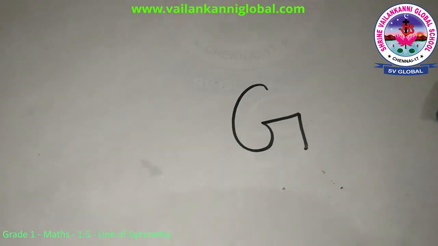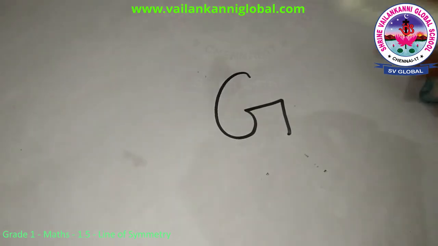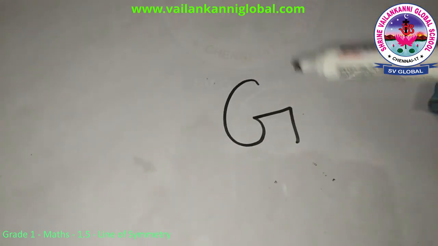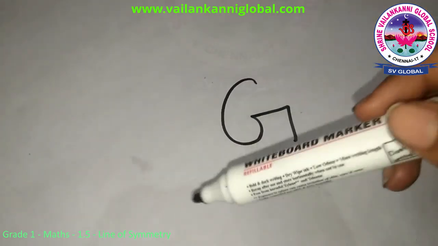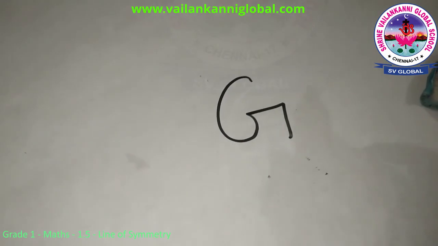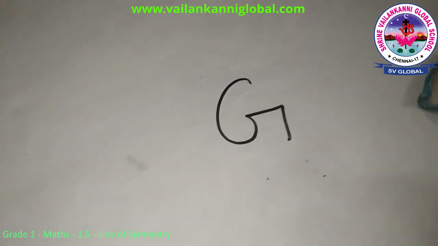So similarly, try for all the other alphabets. Draw the line of symmetry either vertically or horizontally or even towards the diagonal, and check using a mirror for the other alphabets.